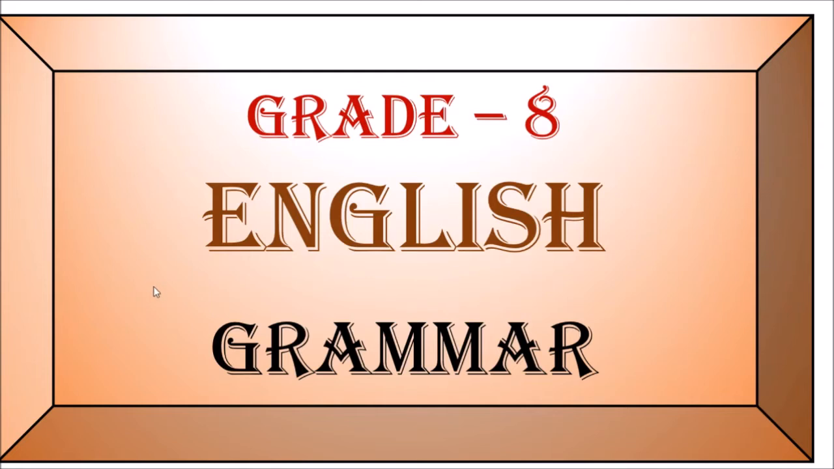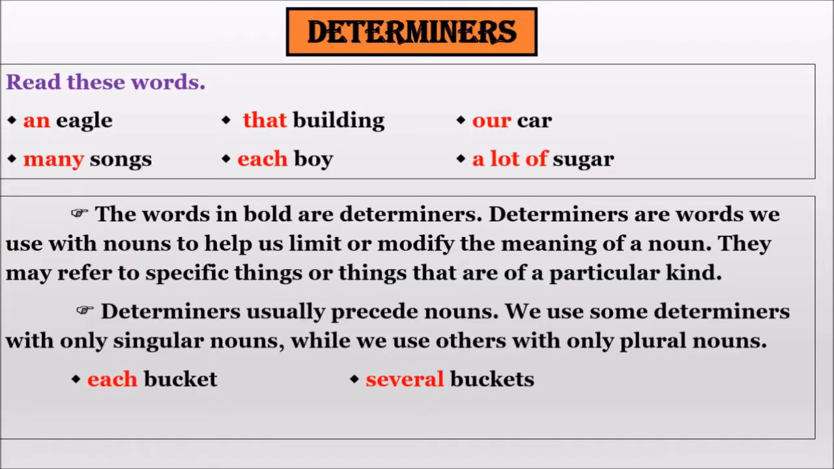And today we are going to discuss what? Grammar. That is chapter 1, determiners, in the ACE book. You all know we are having an ACE book and we are doing it chapter-wise, right? And today we are going to discuss chapter 1, determiners, in the ACE book.